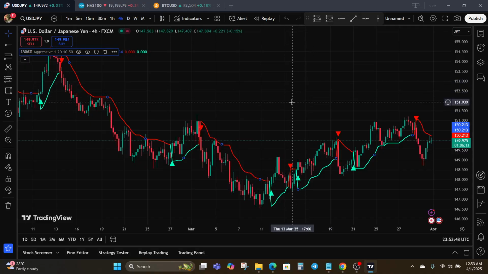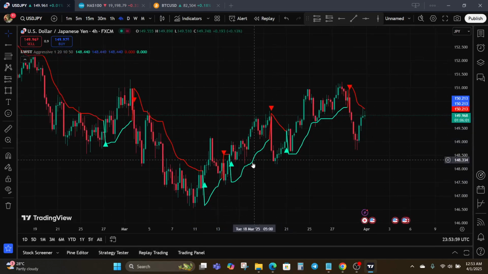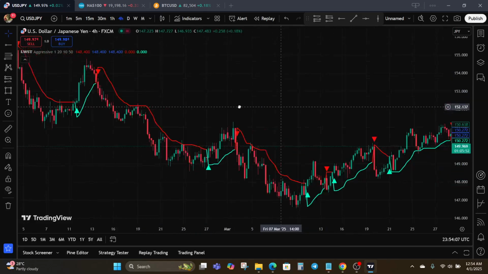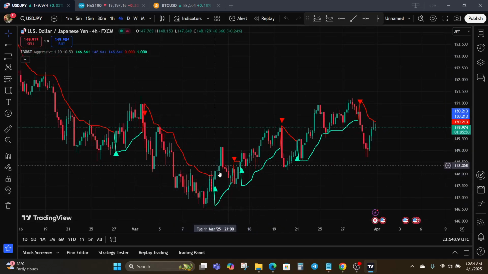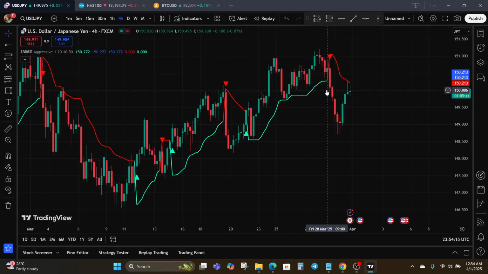Now, how do you actually use this indicator in live trading? As you can see, these green lines serve as dynamic support, while the red lines serve as dynamic resistance. So whenever price gets rejected around the green line, it means it's time to buy. When price gets rejected around the red line, it means it's time to sell.